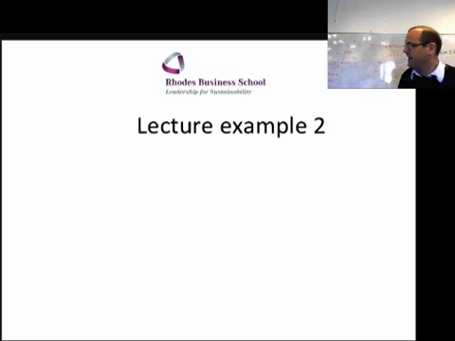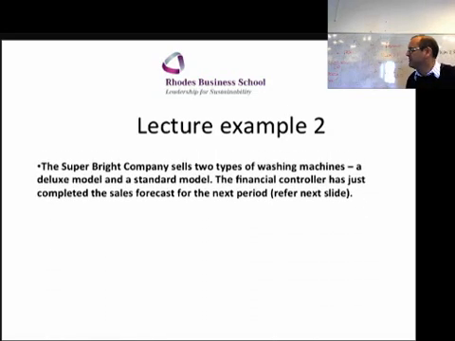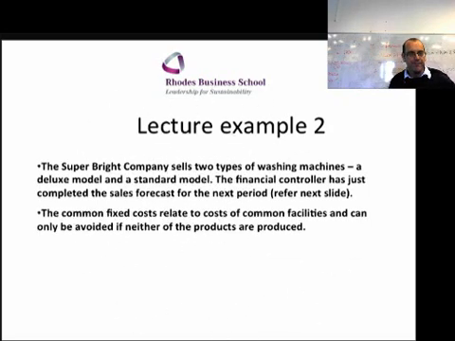Okay, guys, one more example that I want to run through with you quickly. We've got a super bright company which sells 2 types of washing machines. This is now going to illustrate this whole point of common fixed costs. Okay, we've got a company here that's selling 2 types of washing machines, a deluxe model and a standard model. The financial controller has completed the sales forecast for the next period, and we'll get to that in the next slide.